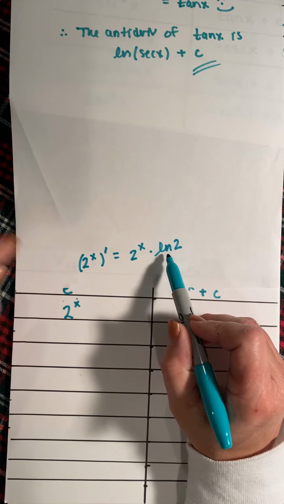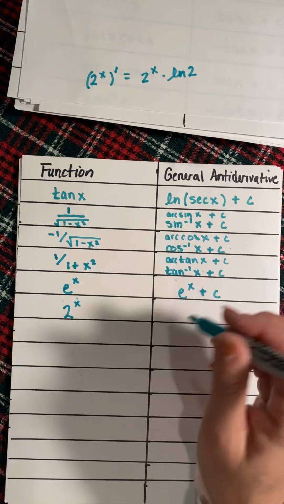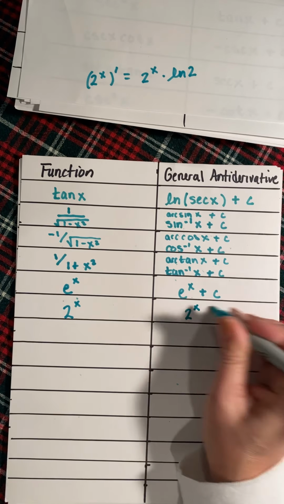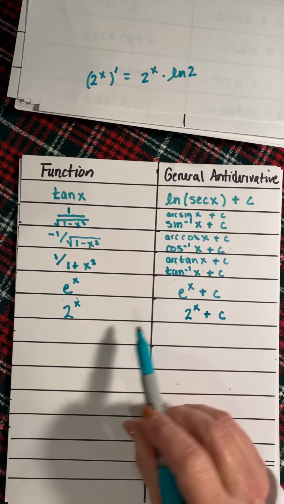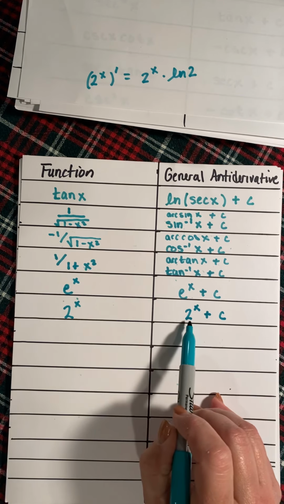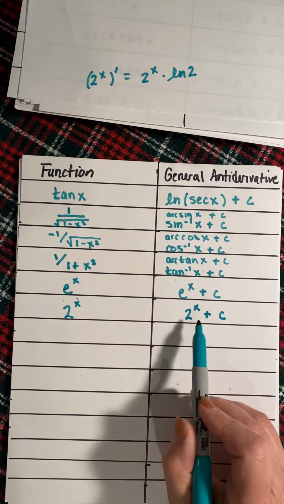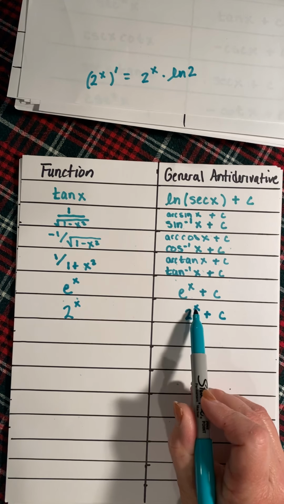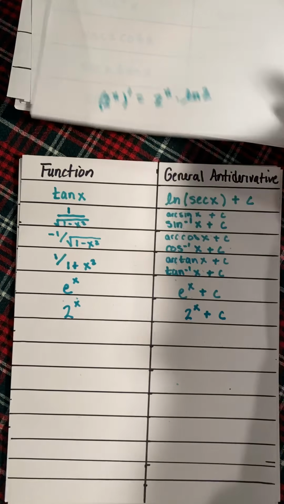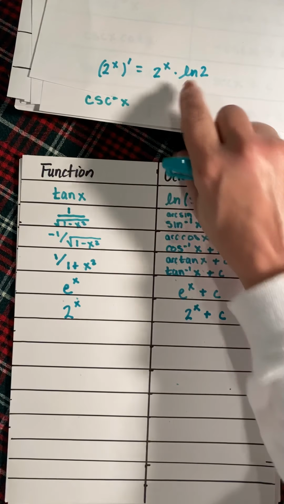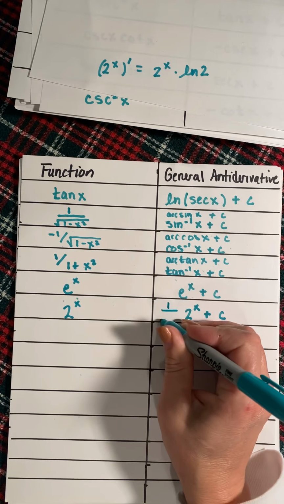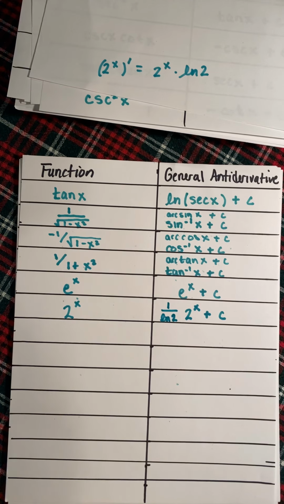Right, but I have to get rid of this guy. So what we do here is we keep the function; any exponential function's derivative is itself with a little bit of tweaking. If I take the derivative of 2 to the x plus c, I get 2 to the x times the natural log of 2, like we did right here. So in order to counteract that natural log of 2, I have to throw the reciprocal out front. So the antiderivative of 2 to the x is 2 to the x divided by the natural log of 2 plus c, or 1 over the natural log of 2 times 2 to the x plus c.